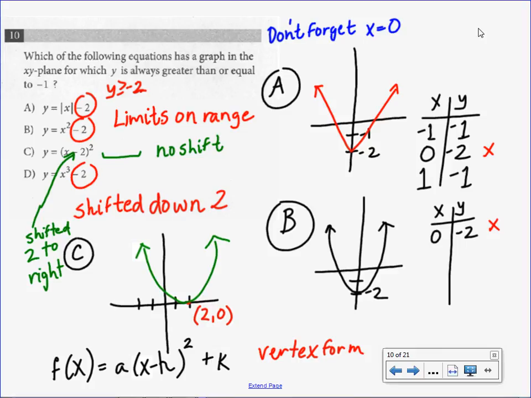Okay, so this says, which of the following equations has a graph in the xy plane for which y is always greater than or equal to -1? So this is really a question asking what limitations are placed on the range of these functions. That's one way to think of it.